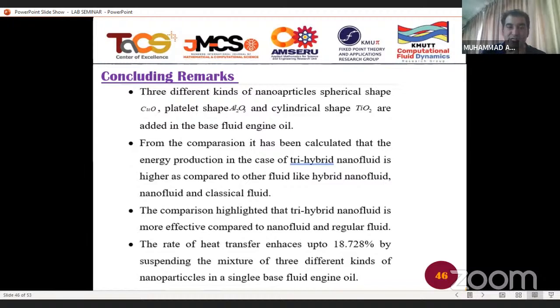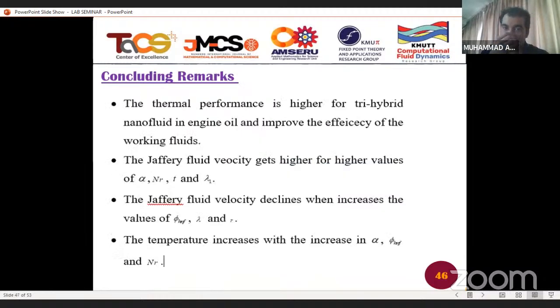So the fifth one: the comparison highlighted that trihybrid nanofluid is more effective compared to nanofluid and regular fluid, and the rate of heat transfer enhances up to 18.72% by suspending the mixture of 3 different kinds of nanoparticles in a single base fluid, engine oil. We also found that the thermal performance is higher for trihybrid nanofluid in engine oil, improving the efficiency of the working fluid. The Jeffrey fluid velocity gets higher for high values of alpha, nR, and lambda 1. Similarly, the Jeffrey fluid velocity declines when increasing the values of volume fraction, lambda, and R. And finally, the temperature increases with the increase in alpha, phi, and nR.